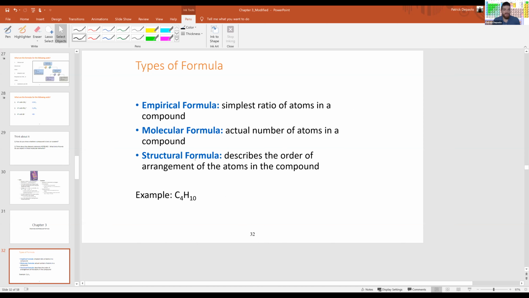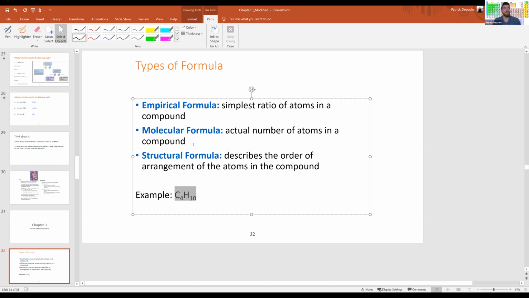So the structural formula describes the 3D arrangement of the atoms in the compound. There are stick models that you can draw for this compound, which is butane, and for really anything. But today we're going to be more focused on empirical and molecular formulas. C4H10 is butane. It's a flammable organic gas. And this is the molecular formula for it.